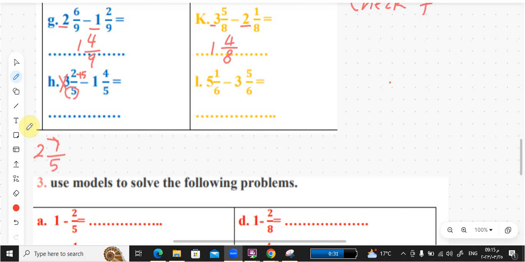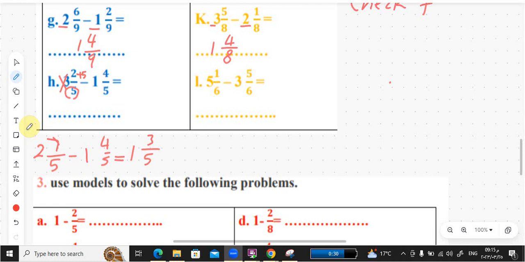So again, when the fraction doesn't work, I go back one step with the whole number, and after that add the denominator to the numerator. It will be 2 and 7 over 5 minus 1 and 4 over 5. Okay, now let's start. 2 minus 1 equals 1. 7 minus 4 equals 3 over 5.